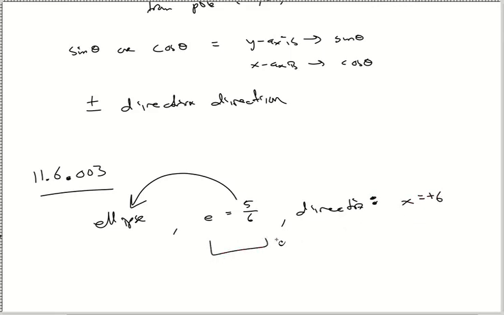So we have an e. That's pretty easy. x, we're going to use cosine. Positive, out of the plus and minus, we're going to use the positive. And then 6 is your d.